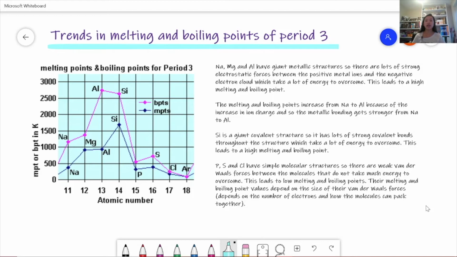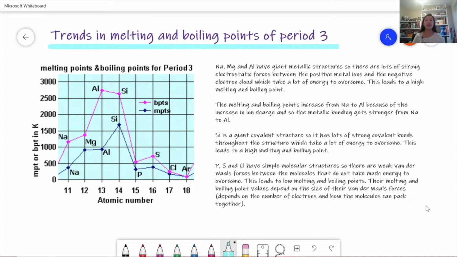Now we're going to look at the trends in melting and boiling points of the period 3 elements. So this is a graph showing the boiling points and the melting points, and we're just going to quickly discuss through. So sodium, magnesium, and aluminium all have giant metallic structures, and so there are lots of strong electrostatic forces between the positive metal ions and the negative electron cloud, and these kinds of forces take a lot of energy to overcome, and so this leads to generally very high melting and boiling points compared to the nonmetals.